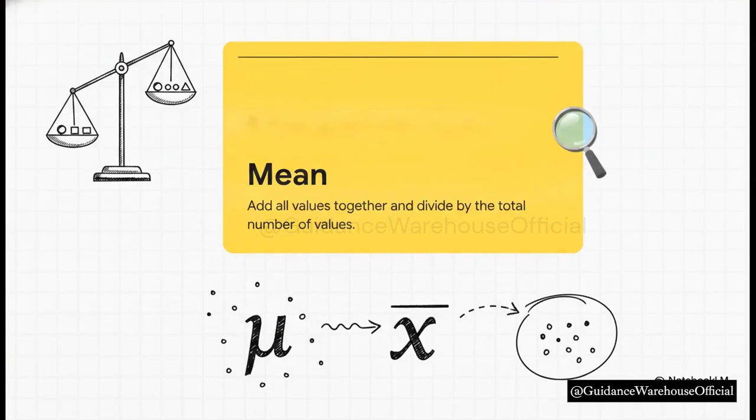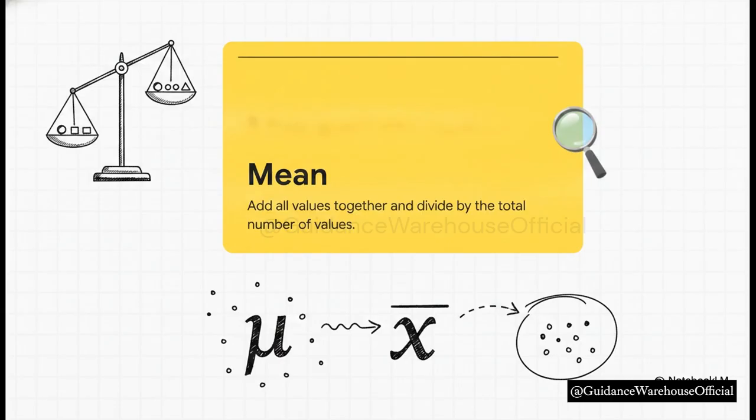To solve our town's salary problem, we really need to build our statistical toolkit, starting with the absolute most famous tool of all, the mean. Now, the mean is what most people just casually call the average. Think of it as an equal share balancing act. You simply add all your data values together and then divide by the total number of values.